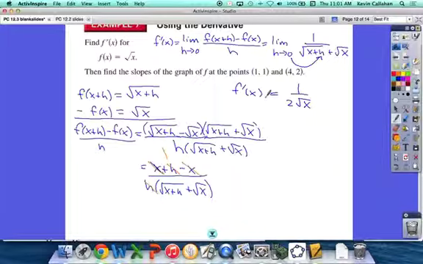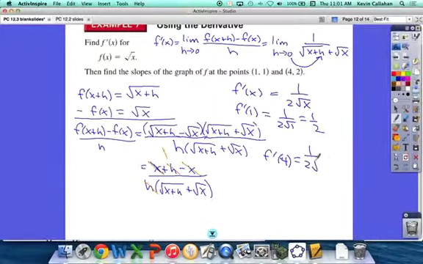Now how would I find the slope at these 2 points? Plug x in. Remember, the y doesn't matter, not for this. So f prime of 1 equals 1 over 2 times the square root of 1, which is 1/2. F prime at 4 equals 1 over 2 times the square root of 4, which is 1/4.